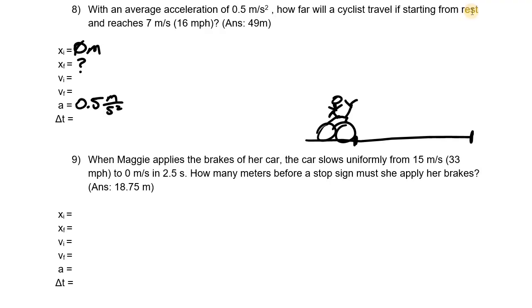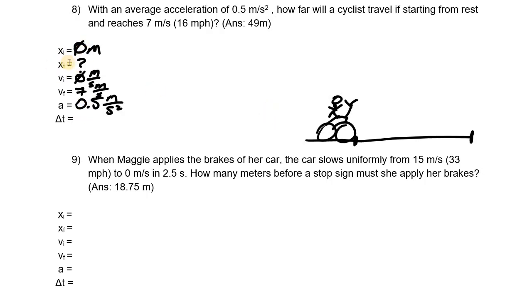If starting from rest, what is that telling us? Hopefully by now you're saying, hey, he's not going fast at all, he's got no speed. He's at rest. We know that the initial velocity is 0. And he's going to reach 7 meters per second. What is the meters per second telling us? Well, by now, hopefully you're saying that's the velocity, and that is specifically our final velocity. Oh, this is a little squeezed in here, I apologize about that. But we have all of the information that we need.